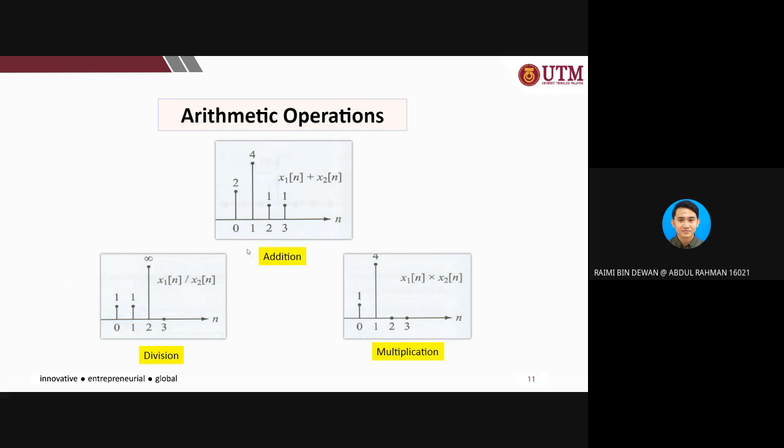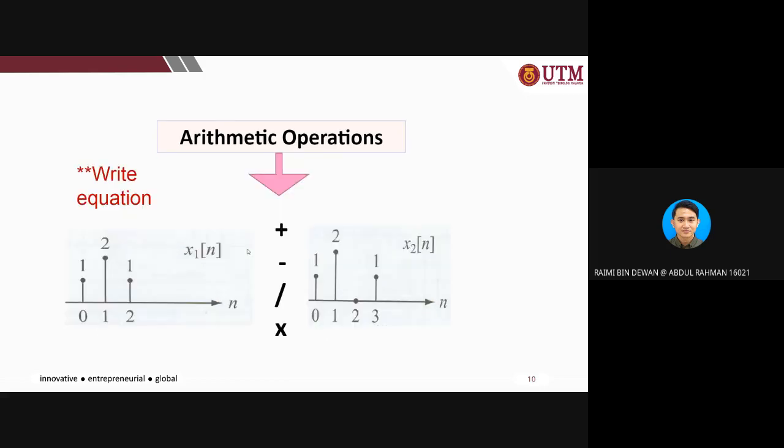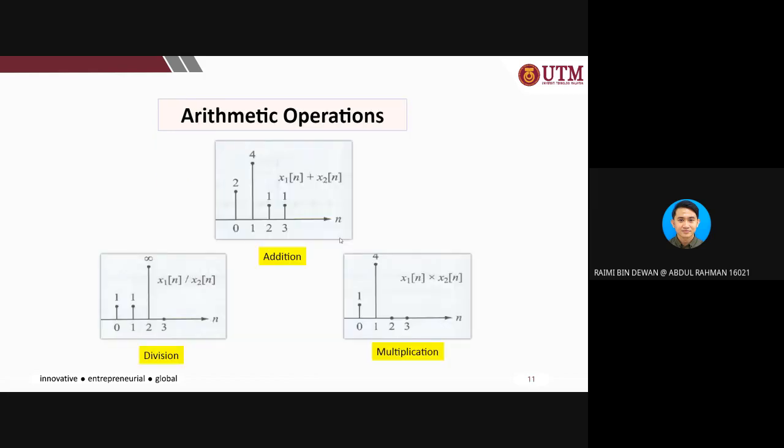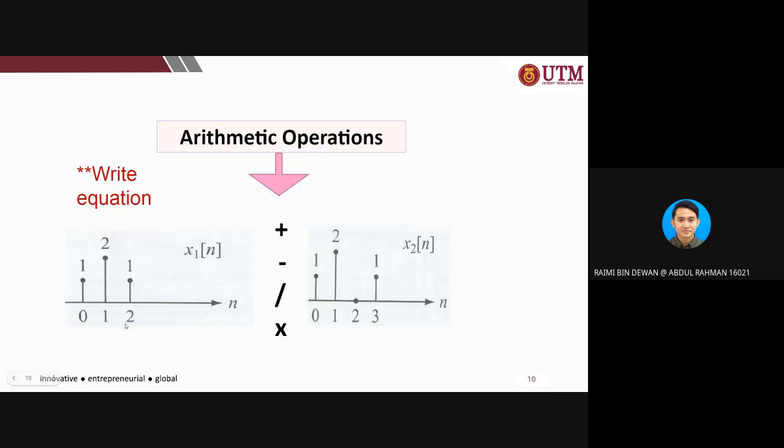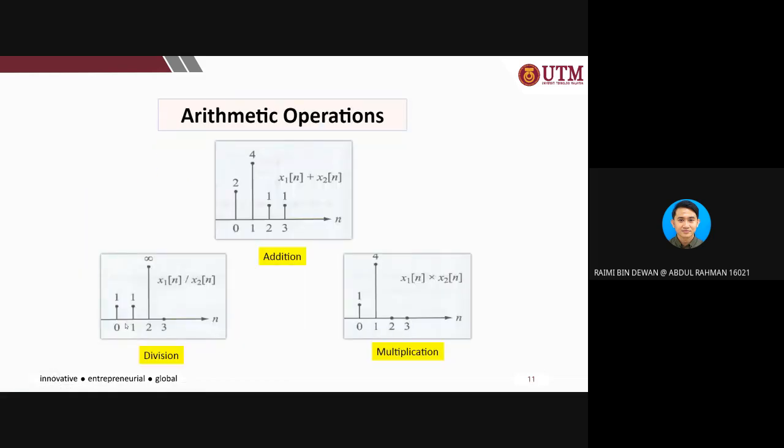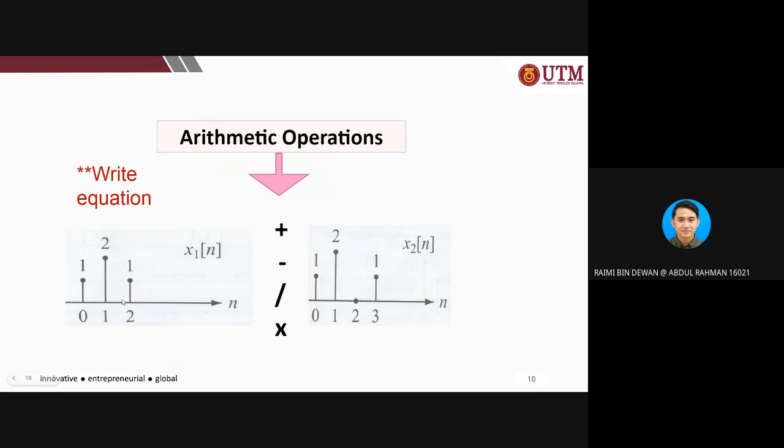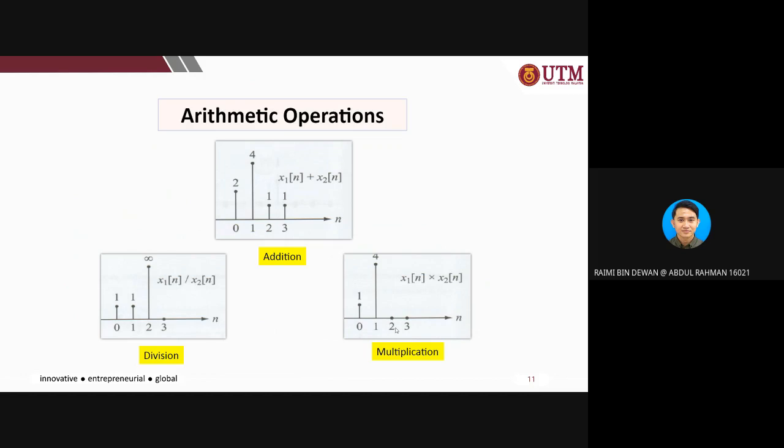How about division? Let's say at n equals 1, it is 2 divided by another 2, so it is 1. That's why you see it's 1. Next, multiplication. For example, at n equals 2, the value is 1 times 0, which should be 0. That's why at 2 here it should be 0 for multiplication, and the rest of them are the same.